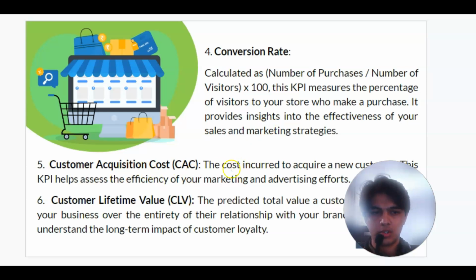Customer acquisition cost. This indicator will help you assess the efficiency of your marketing strategy to acquire customers and the cost related to that acquisition. Customer lifetime value. This indicator predicts the total value your customer will bring to your business, how much value is brought by a customer to your business, or entirely their relationship with your brand, how they're liking you.